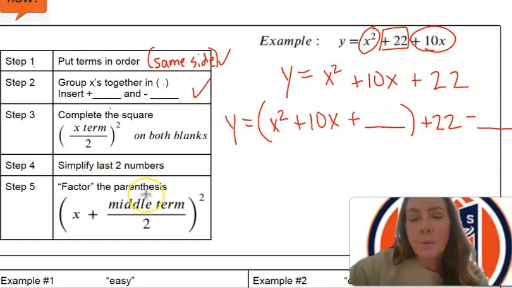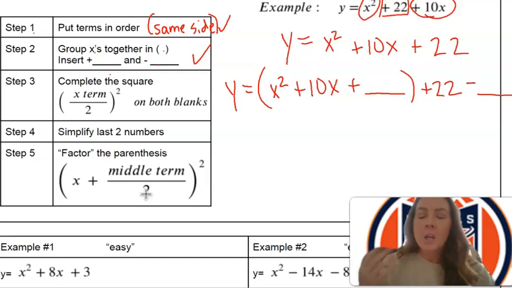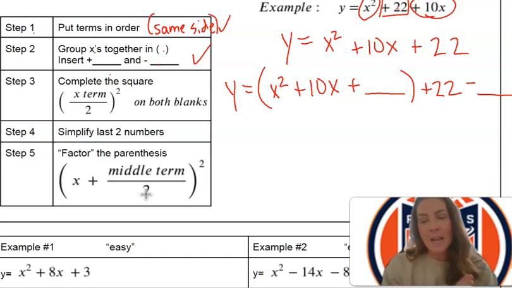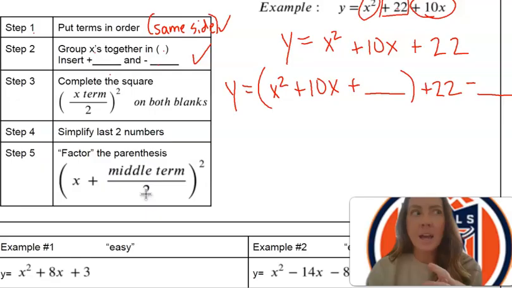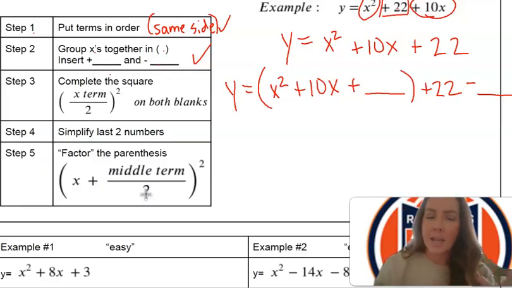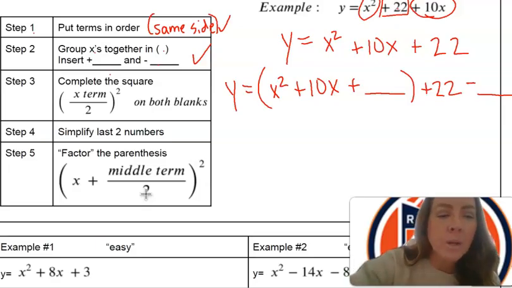Step number 3 is where we actually complete the square. You'll be doing this in your head or on the side, but this is what I refer to when I say you need to complete the square, or if you made an error. So what we do is take whatever the x to the first term is and we divide it by 2.